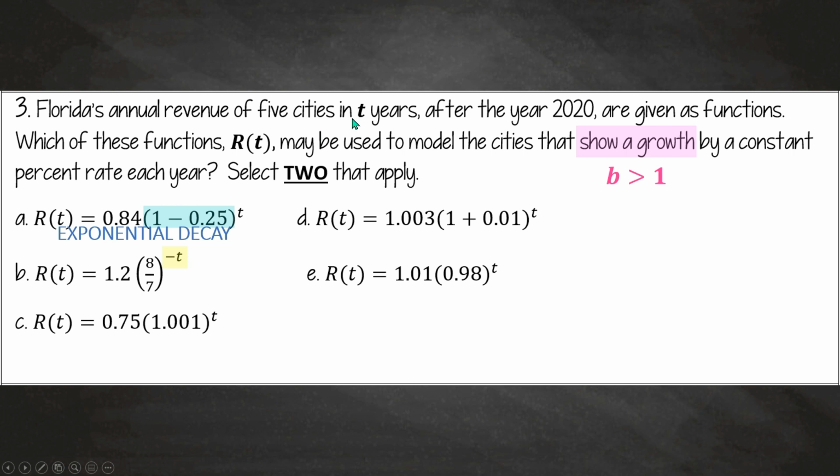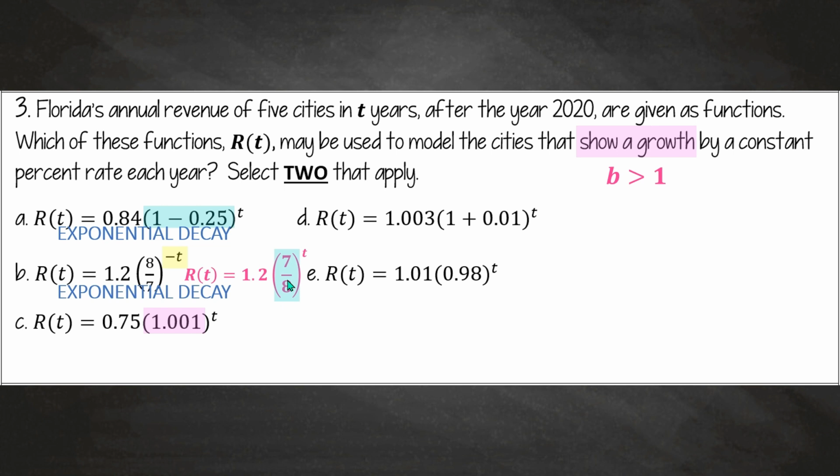Can I have negative years? Am I going back in time? I am not. Even if I applied the negative exponent rule to this, it would flip the 7/8, which again would show exponential decay. But we can't have negative time, so we should cross that one out immediately.